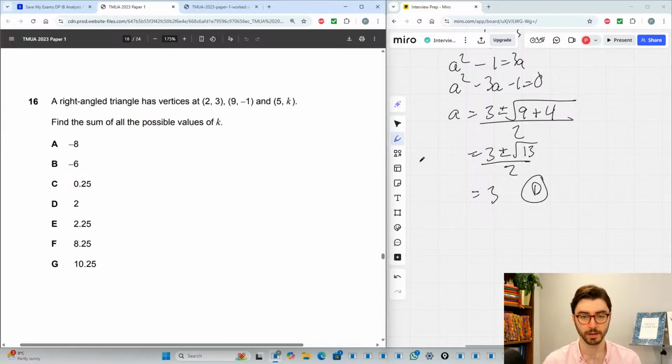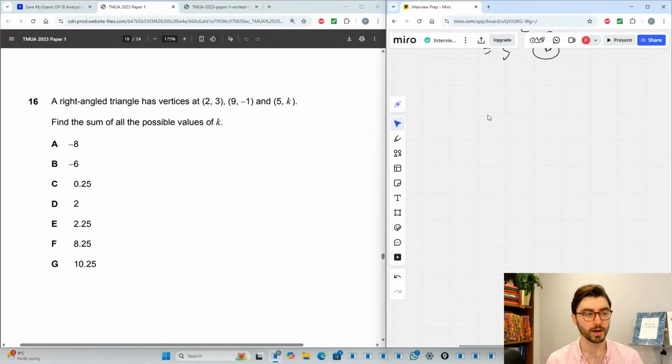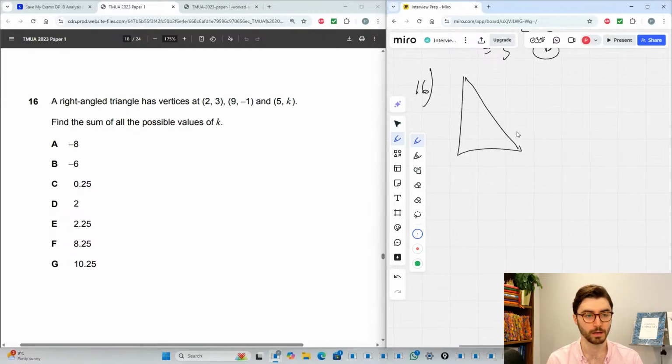So here, a right-angled triangle has vertices. No, what are you doing? What are you doing?